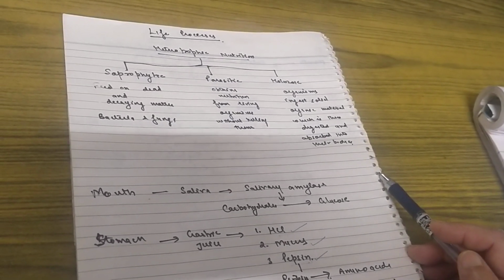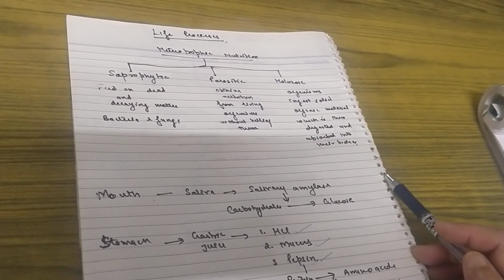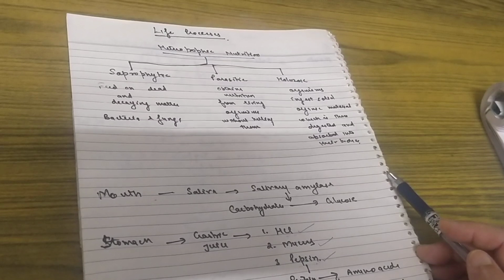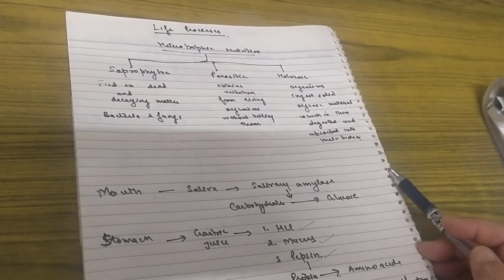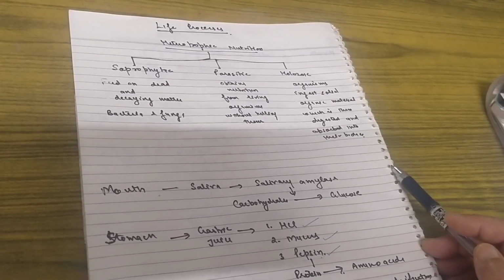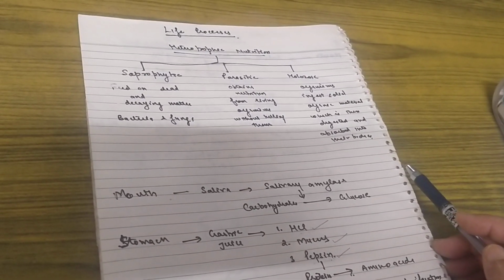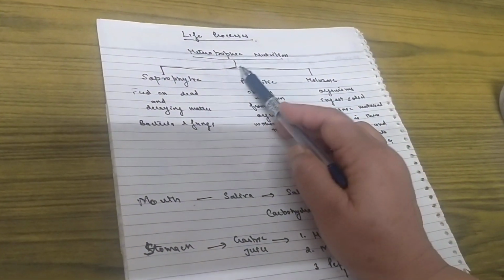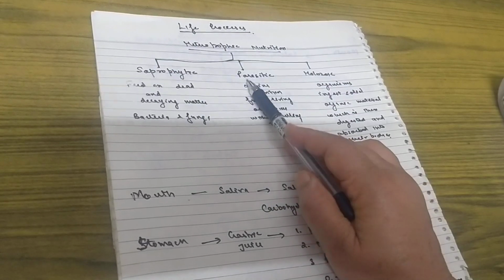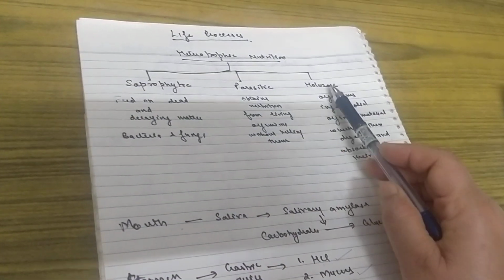Today again we continue with the life process nutrition. Last time we discussed that nutrition is of two types, autotrophic and heterotrophic. We discussed autotrophic nutrition in detail. Today we will continue with heterotrophic nutrition. Heterotrophic nutrition is of three types: saprophytic, parasitic and holozoic.